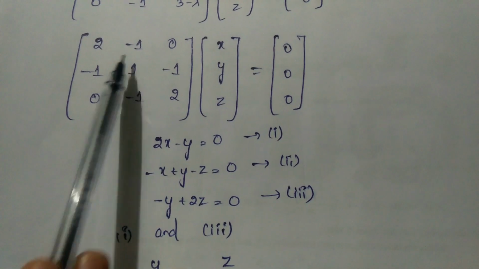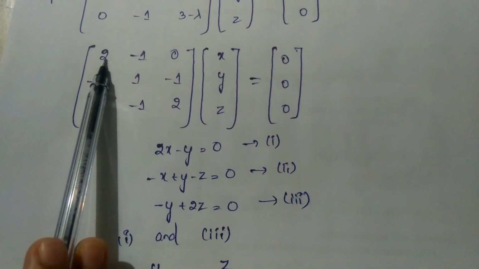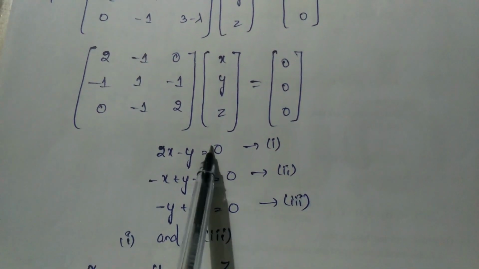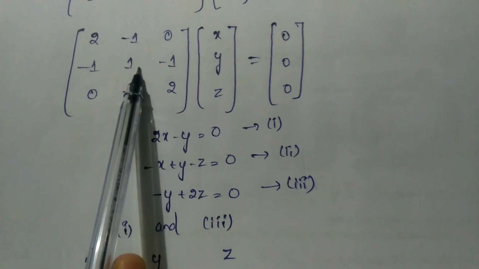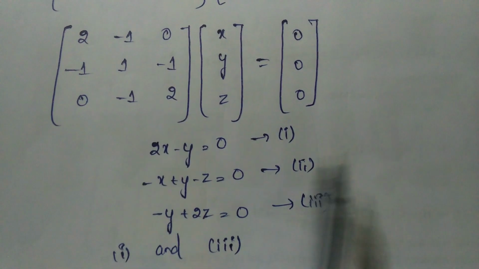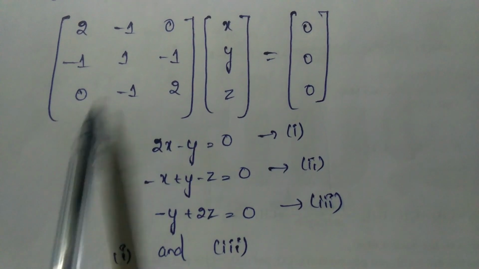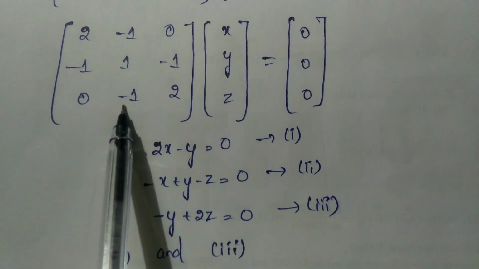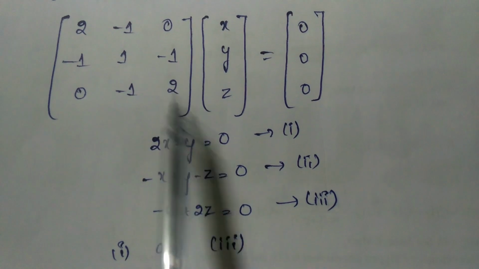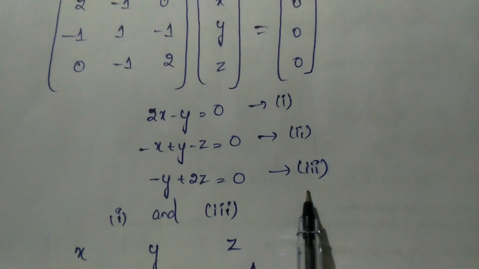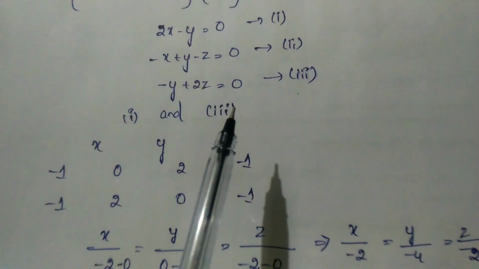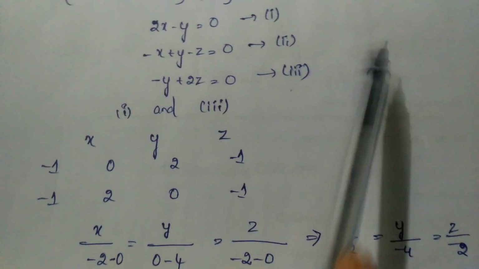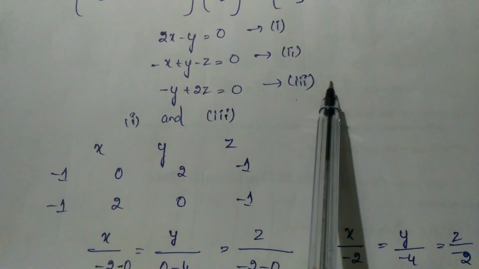Now write the equations from this matrix. From the first row we get 2x minus y equals 0. Let it be equation 1. From the second row we get minus x plus y minus z equals 0, let it be equation 2. And from the third row we get minus x minus y plus 2z equals 0, and let it be equation number 3. Solving any two of the equations gives the values of x, y and z. I am solving equations 1 and 3.